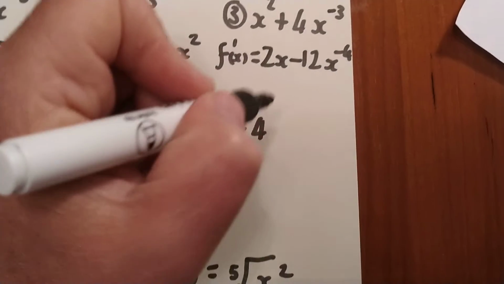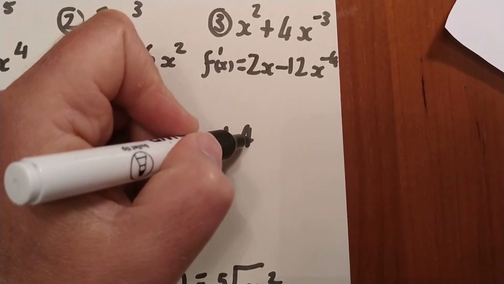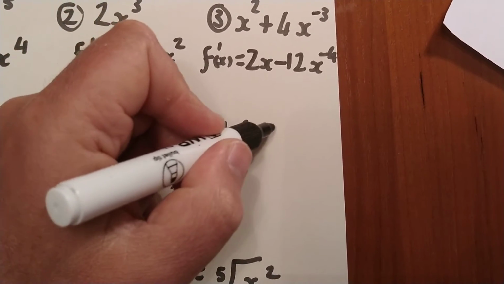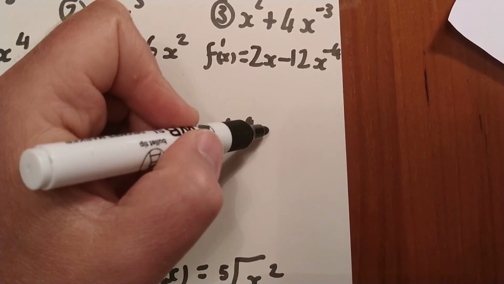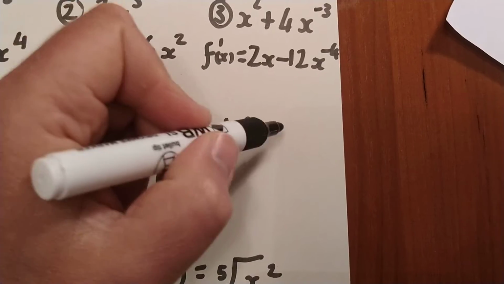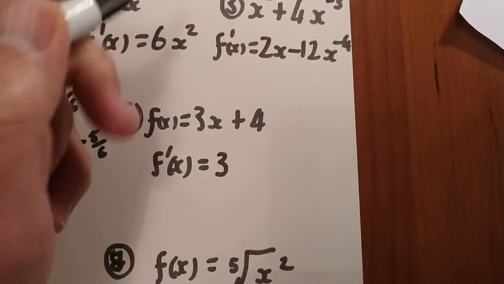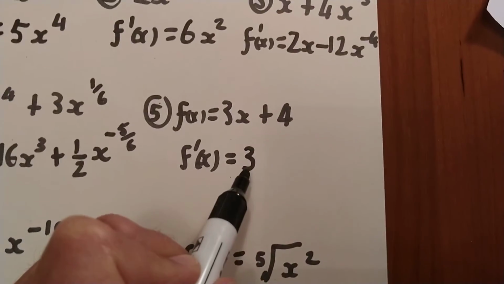Differentiate my 4. I don't see an x term there. That means it's actually x to the power of 0. Oh, and multiply by 0, 0 times anything is 0. Oh, so that just vanishes. So my f dashed x equals 3.